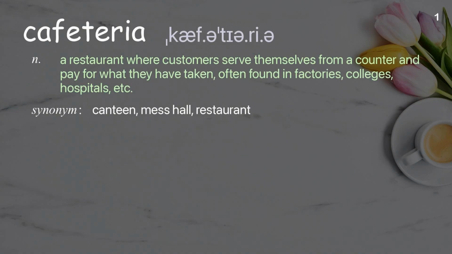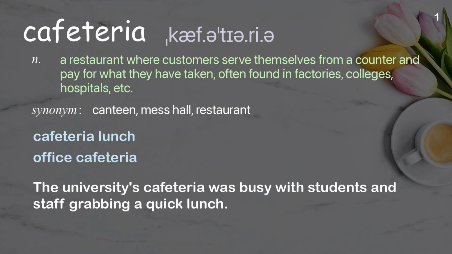Cafeteria. A restaurant where customers serve themselves from a counter and pay for what they have taken, often found in factories, colleges, hospitals, etc. Examples: Cafeteria lunch, office cafeteria. The university's cafeteria was busy with students and staff grabbing a quick lunch.